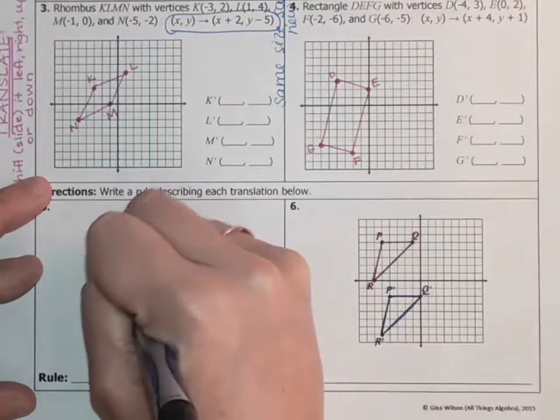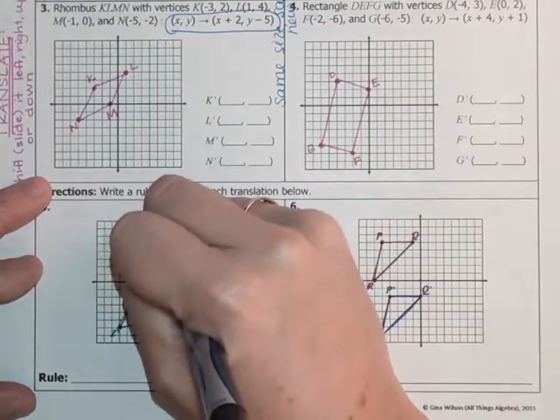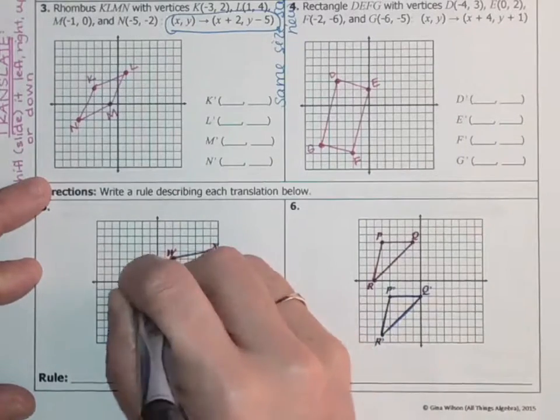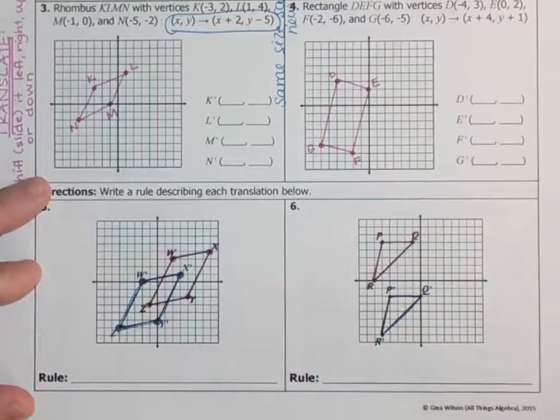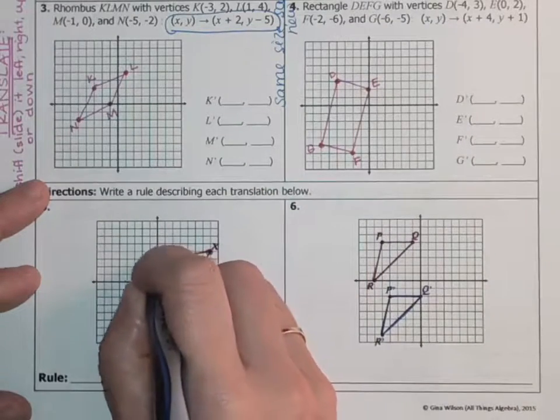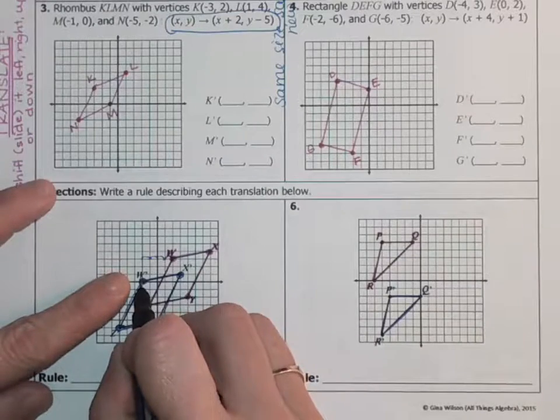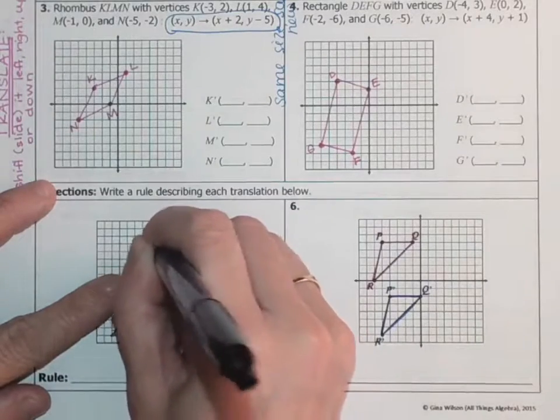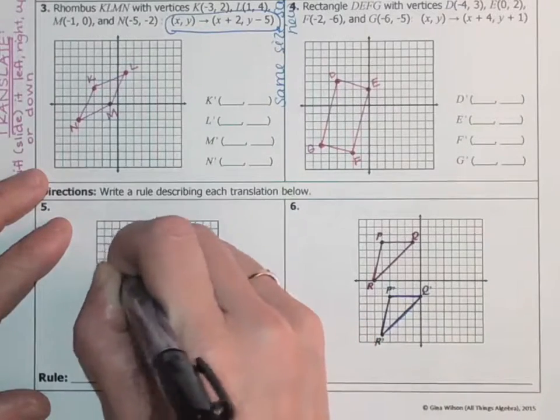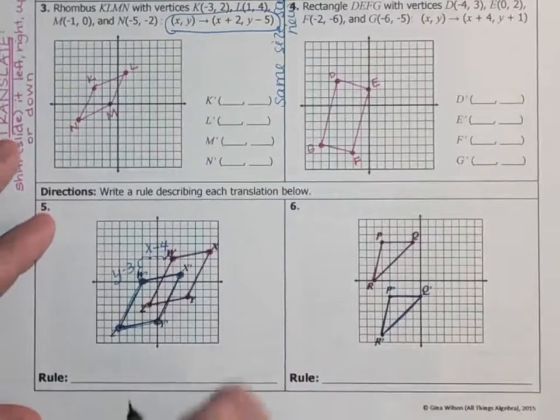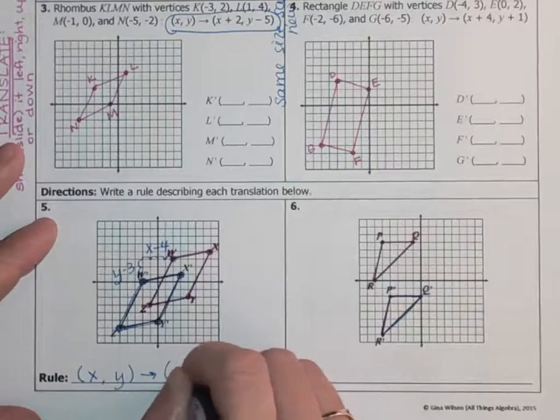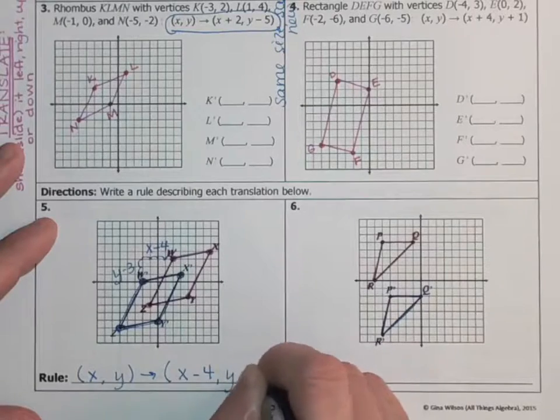We've got our pre-image outlined in pink, or highlighted in pink. And I'm going to outline our image in blue here. Let's look and see if we can write a rule. So let's use W. I'm going to go 1, 2, 3, 4 places to the left till I get to where my W point is. So that's x minus 4. And then we're going to go 1, 2, 3 places down. So that's y minus 3. So I'm proposing that my new rule is x minus 4, y minus 3.